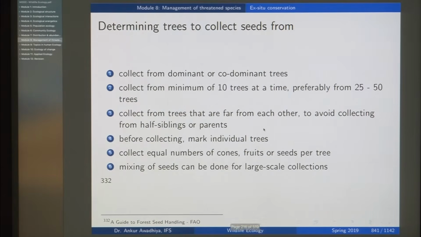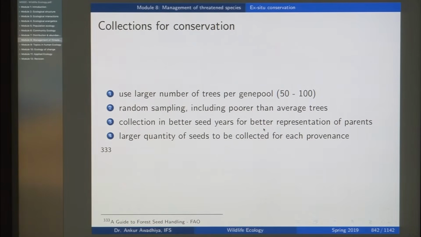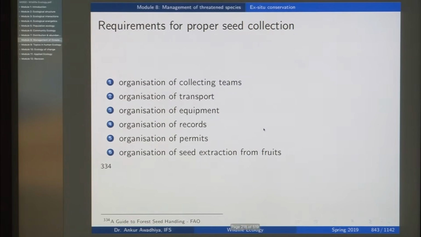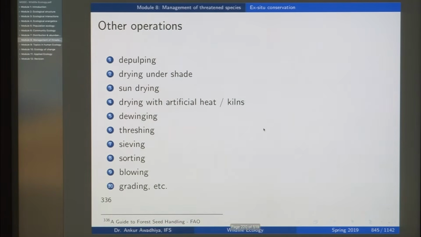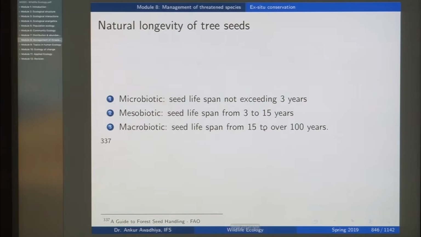You need to determine the best days for collection, and determine the best trees for collection. In this case, you need to take into account that adequate variety is maintained in your collection. And then there are certain requirements. You maintain all these stocks. There are several ways of collecting the seeds. They can be natural or they can be artificial. You perform several operations to enhance the shelf life.